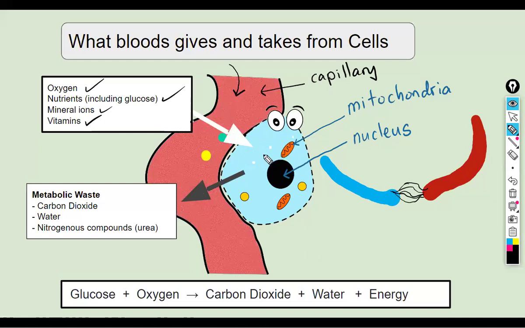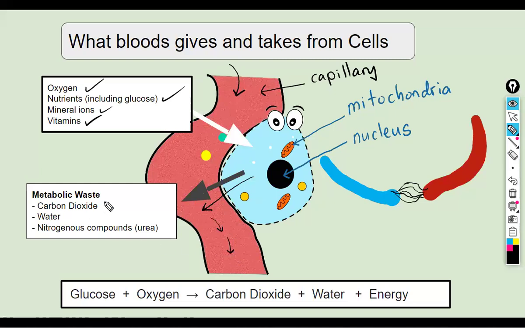But like all living things, and your cell is considered to be living, when your cell uses all of these nice things, oxygen, nutrients, mineral ions, and vitamins, it will create waste. All living things create waste. It will need to get rid of these things. So the capillaries will bring nice things, and then everything that the cell doesn't want, it will push back out into the capillary. And the capillary, having blood, will carry it away.